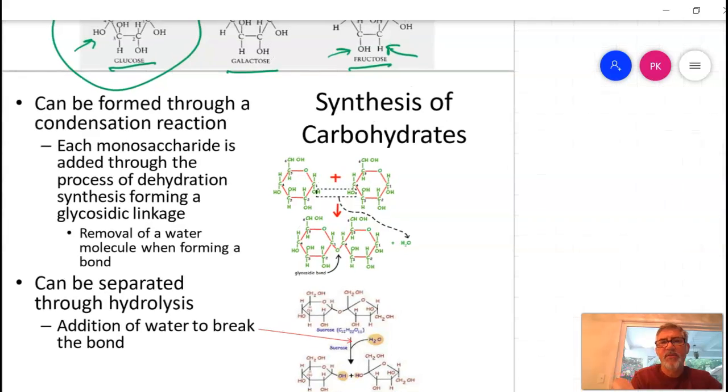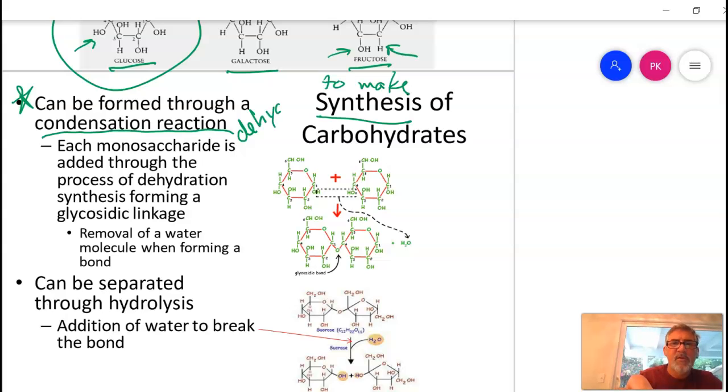So synthesis means to make. So the making of carbohydrates: each can be formed through a condensation reaction, which you may know as dehydration synthesis. Dehydration means to remove a water, and synthesis means to make. So I make by removing the water. Let me write that over here a little better. Let's try to squeeze it in there. So we'll write that over here again.